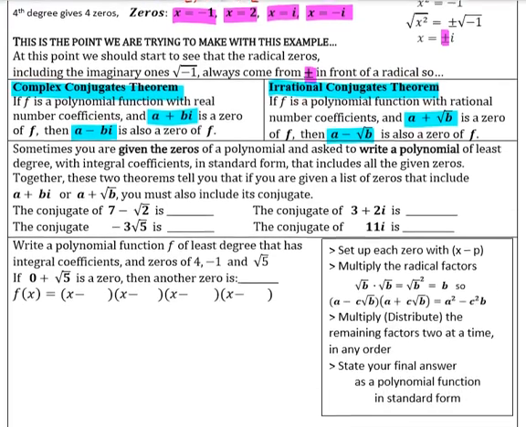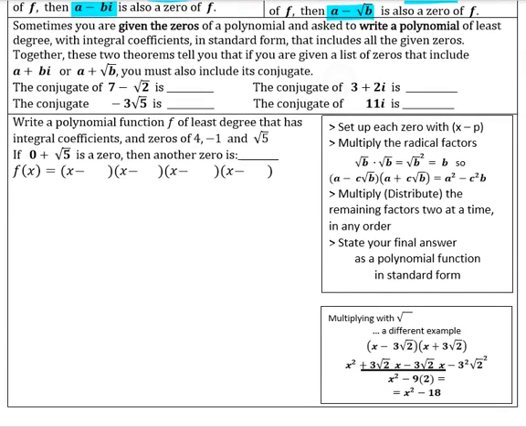So let's look at a couple examples here that explain that. We can find the conjugate of each one. Sometimes you are given the zeros of a polynomial and asked to write the polynomial of least degree with integral coefficients in standard form. That includes all the given zeros together. Together, these two theorems tell us that if you are given a list of zeros that include a plus bi or a plus square root of b, you must also include the conjugate.